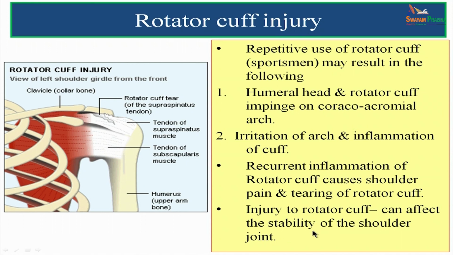Injury to rotator cuff can further affect the stability of the joint as it forms one of the most important factors stabilizing the shoulder joint. So, you can see here the tendon of supraspinatus muscle, the rotator cuff is there. So, if this is injured, that can result in damage to the stability of the shoulder joint.